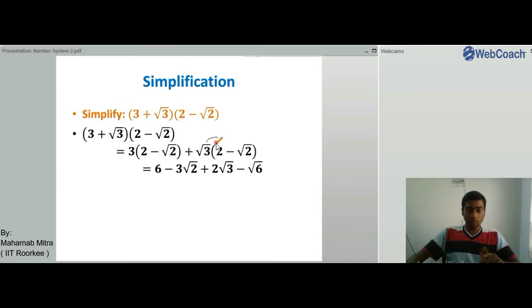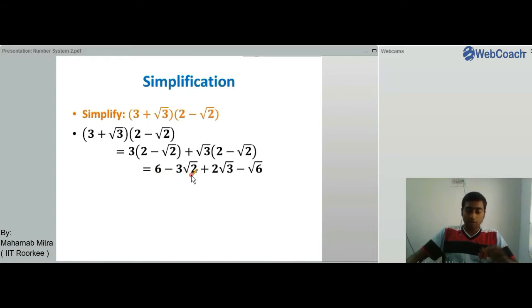And then we do the same thing. Square root 3 multiplied with 2, we get 2 square root 3, and square root 3 multiplied with square root 2, we get square root of 3 times 2, right? When we multiply two square roots, we can club them into one single square root of the product of those two numbers. So we get square root of 3 times 2, which we can write as square root of 6, right?